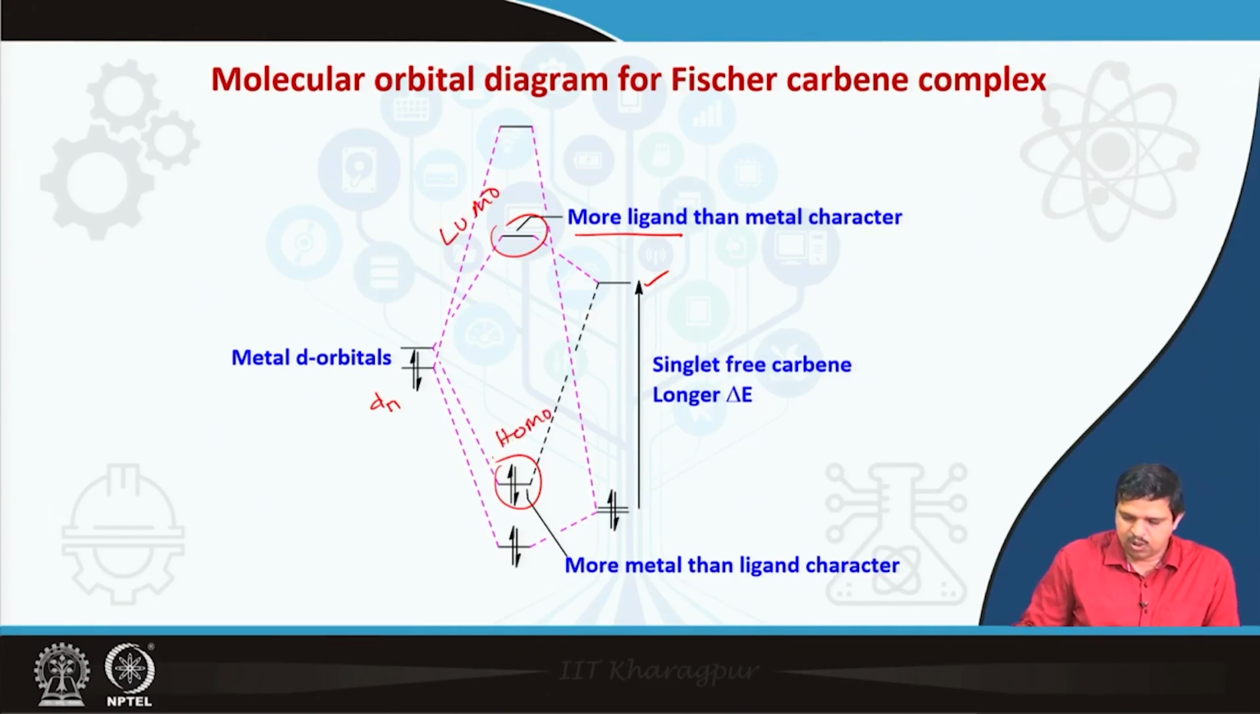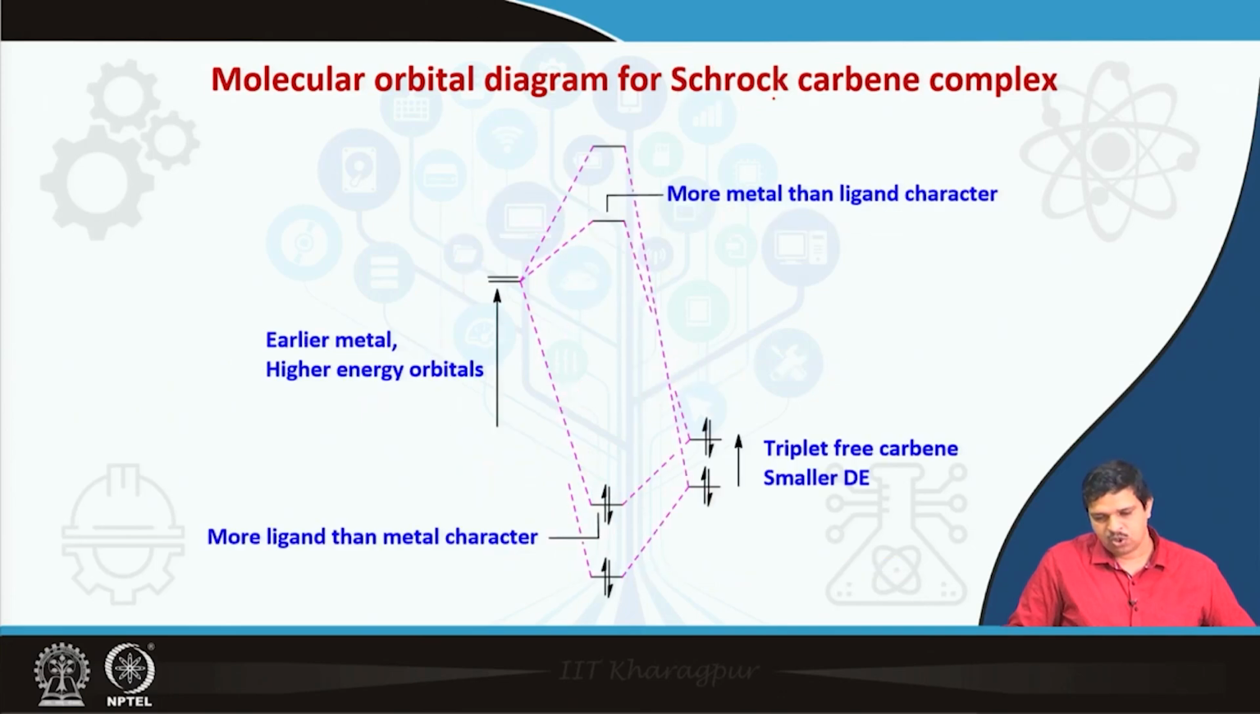So the character of the HOMO is more metal-like, so that means it has more contribution from the metal d orbitals, and the LUMO will be more ligand in character. Okay. So this is for the Fischer type of carbene, and it is entirely different in your Schrock carbene.